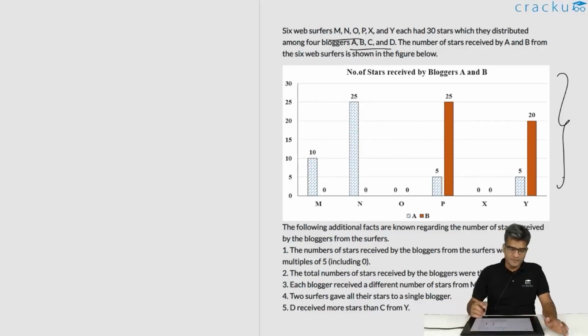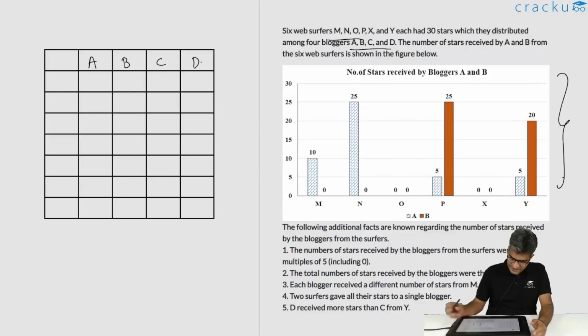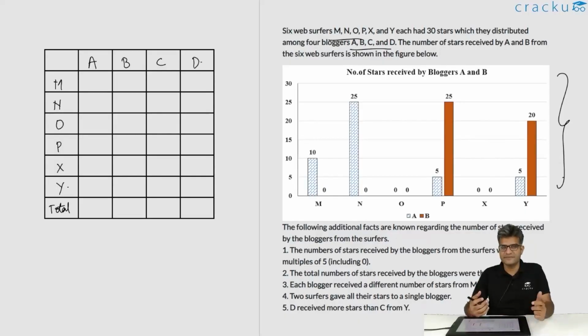So let us first draw a table. The table will look something like this. It will have some rows and some columns. And we'll put it like this. Now, the bloggers are A, B, C and D. And what are the web surfers? The names of the web surfers are M, N, O, P, X and Y, and then we have total. Total basically represents all the stars that are received by each of the 4 bloggers A, B, C, D.